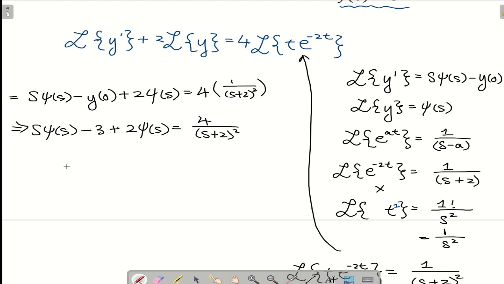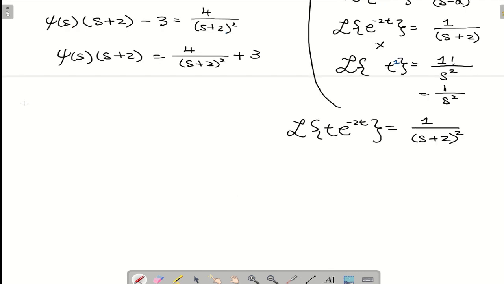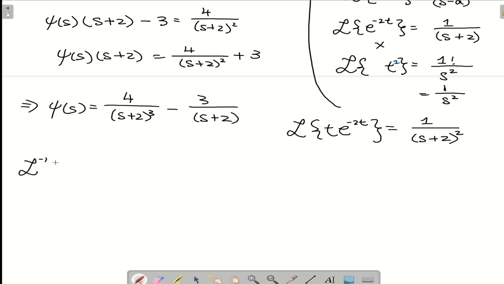And we take the phi s out. We got phi s multiplied by (s plus 2), and minus 3 is equal to 4 over (s plus 2) squared. And then we have phi of s multiplied by (s plus 2) equal to 4 over (s plus 2) squared plus 3. And then we divide each side by s plus 2. We got phi s equal to 4 over (s plus 2) to the power of 3 plus 3 over (s plus 2).